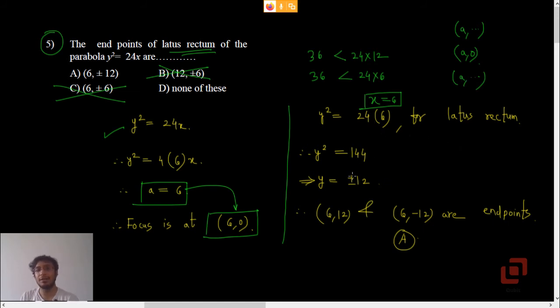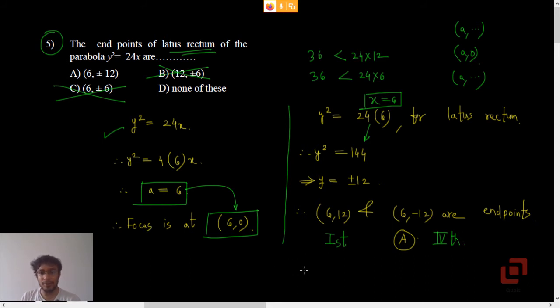So if you do that, then y squared will turn out to be 144, 24 into 6. So y is plus or minus 12. So the endpoints of the latus rectum are 6, 12 in the first quadrant and 6, minus 12 in the fourth quadrant.